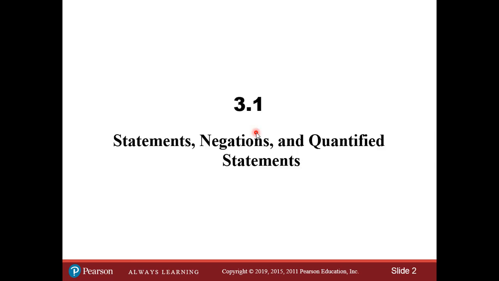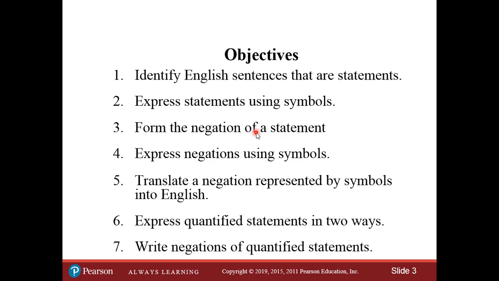In this section, we're going to talk about statements, negations, and quantified statements. The objectives, what you should be able to do at the end of this video, are: identify English sentences that are statements, express statements using symbols, form the negation of a statement, express negations using symbols, translate a negation represented by symbols into English, express quantified statements, and what does that mean? We're going to talk about that in two ways, and then write negations of quantified statements.